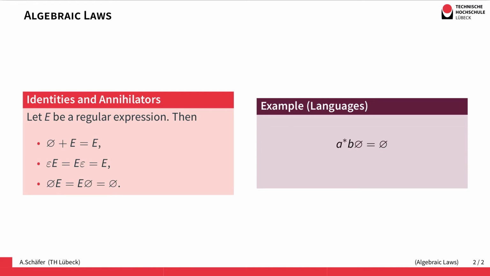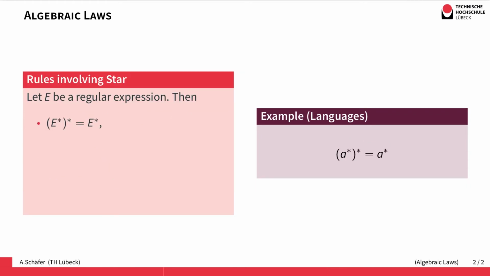The same here for the languages. If we have an expression A star B concatenated with the empty set, that's actually all the words that start with an arbitrary number of A's followed by an arbitrary number of B's followed by something from the empty set. But as there's nothing inside the empty set, the result is, in the end, the empty set. So the empty set is similar to the 0 for multiplication.